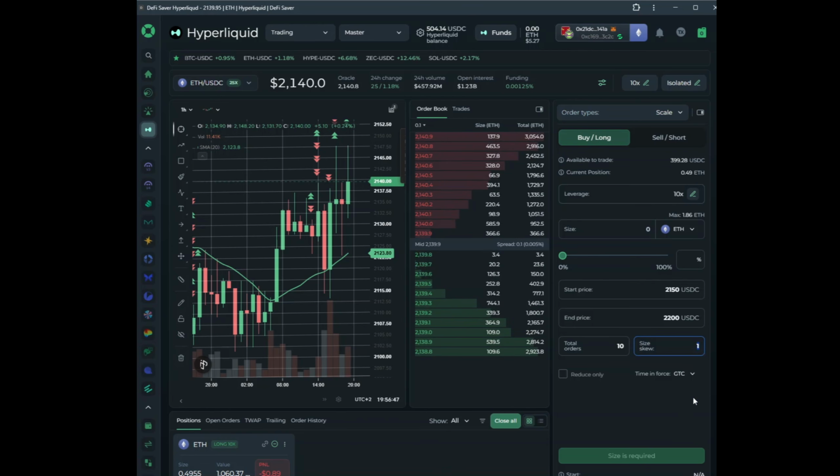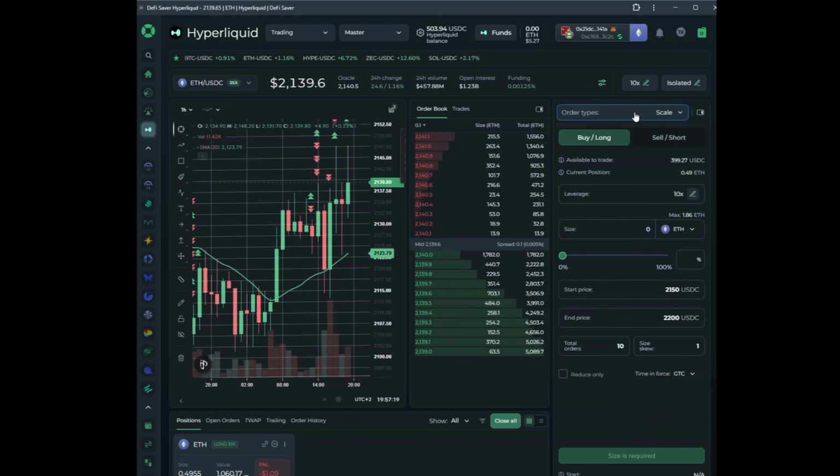Skew just means, do you want to differentiate the order sizes from the beginning of the price range to the end? So positive skewing means that there's going to be a larger buy amount closer to the start range. And if you put a minus there, there's going to be a larger buy amount at the bottom or the end of the price range. So just different ways to, I wouldn't say randomize your order of buying, but to give it a bit of variety.